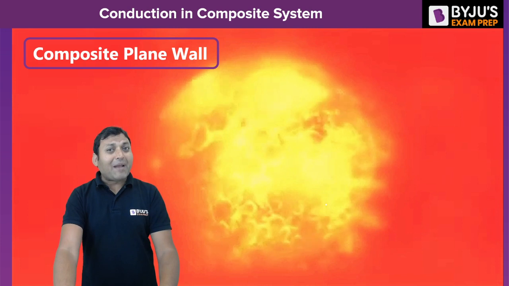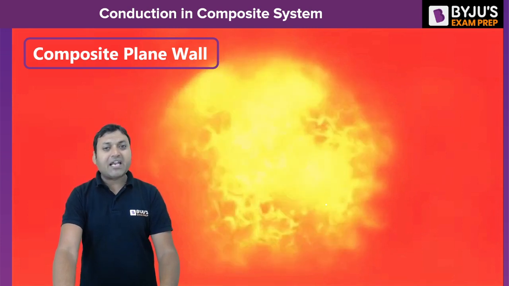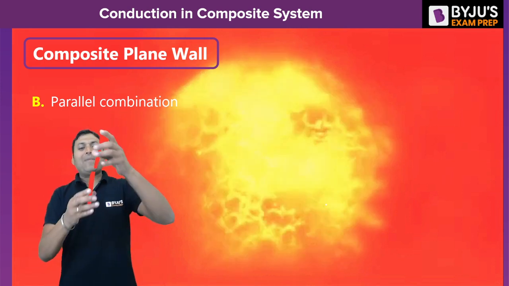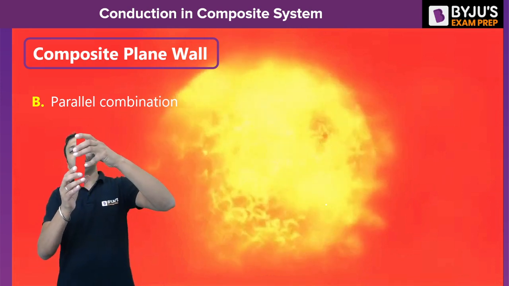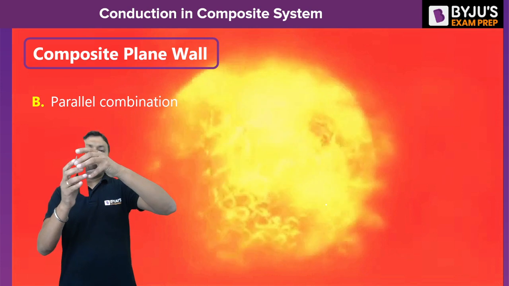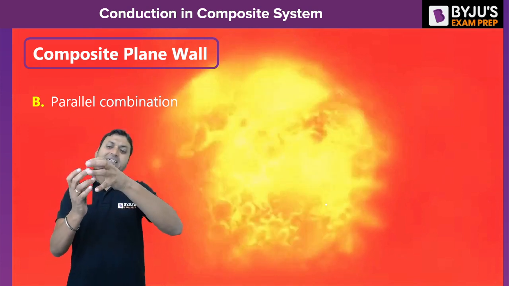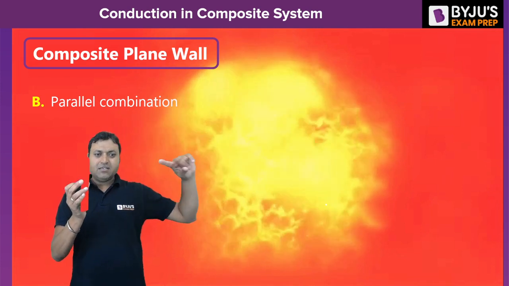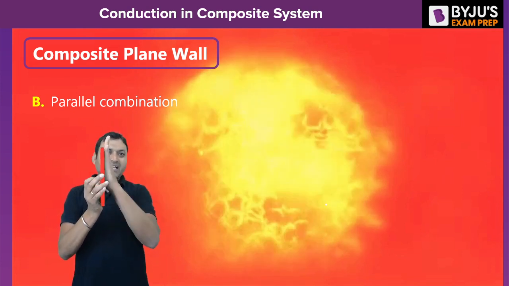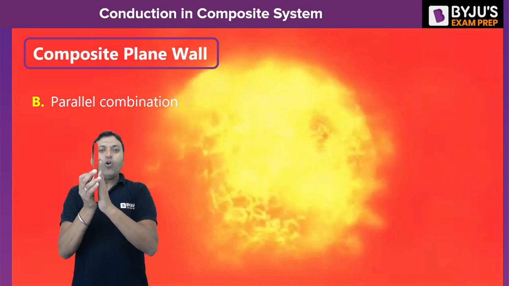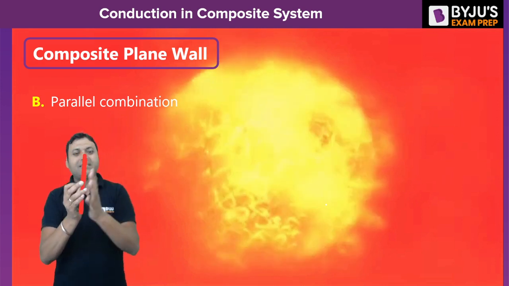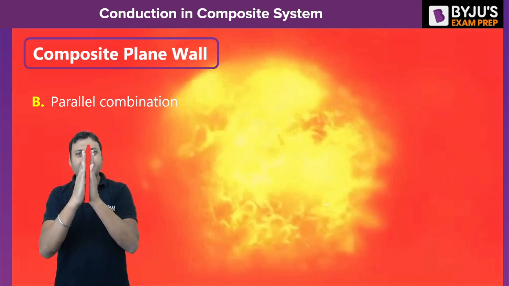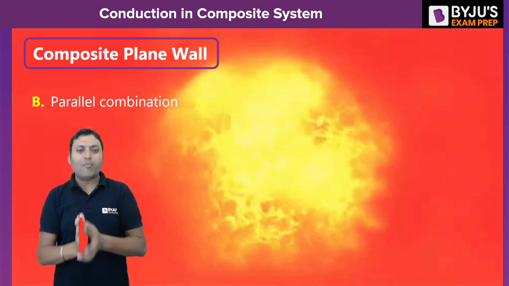The composite plane wall can have the parallel combination as well. What exactly is the parallel combination? When the materials are connected with each other simultaneously like this, the conduction will be taking place from left to right. So there are two materials which are joined simultaneously. Or we can say the inner surface temperature and the outer surface temperature remain the same for both the materials. Then it is called a parallel combination.